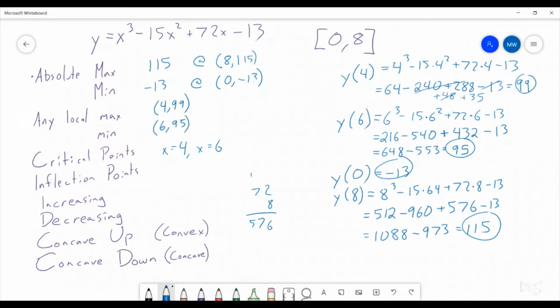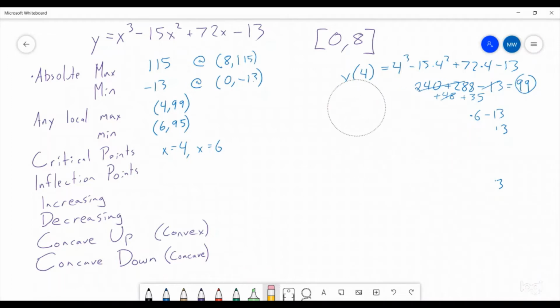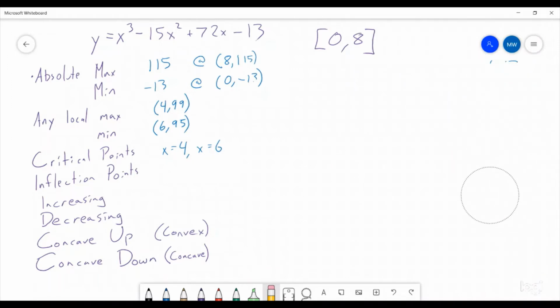We have our two critical points that we've already found, but now we need to know what are our inflection points. So we're going to need to know what's our derivative. So we're going to need that again. So let's write down that first derivative again. So our first derivative was 3x squared minus 30x plus 72.